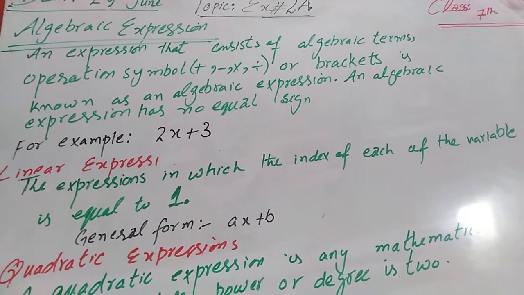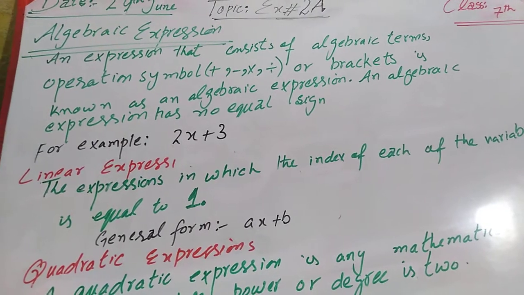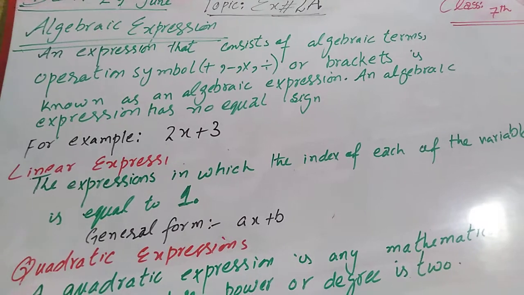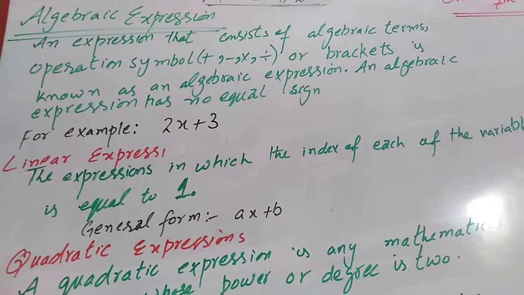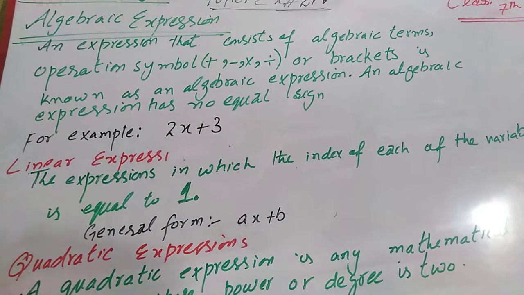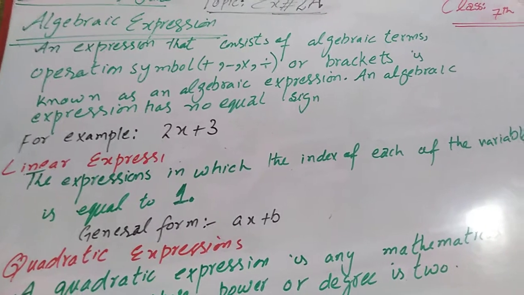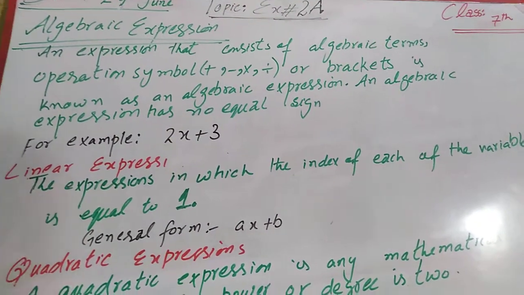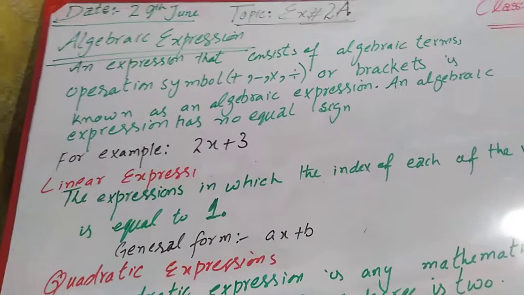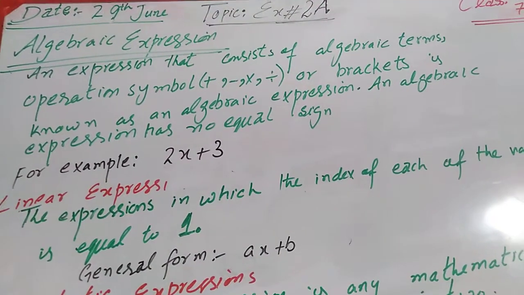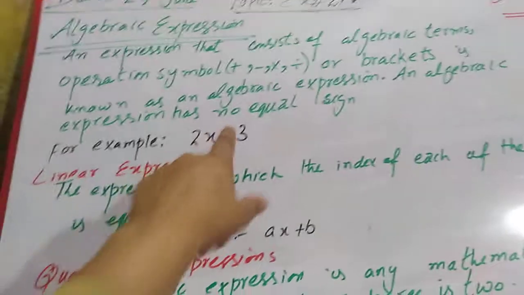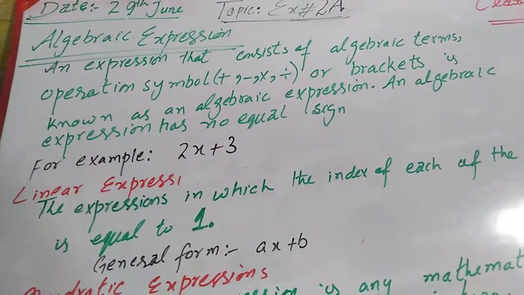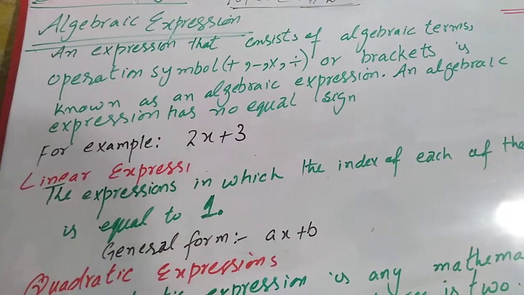Over here you can see the definition of algebraic expression. Algebraic expressions are such type of expression which has algebraic terms and basic operations, like brackets. So the word algebraic terms is used over here. Algebraic terms means we have algebraic variables, constants, coefficients, etc. And for basic operations, you can see.